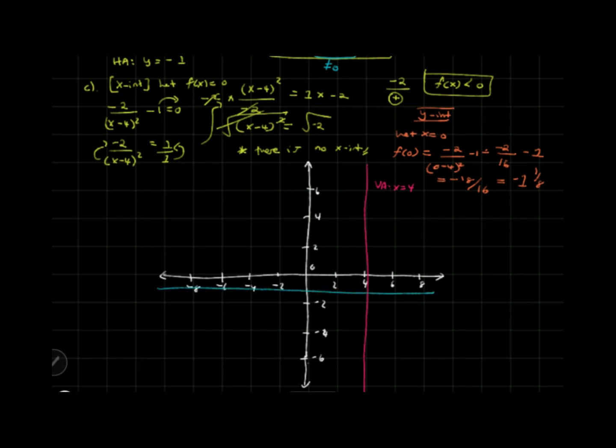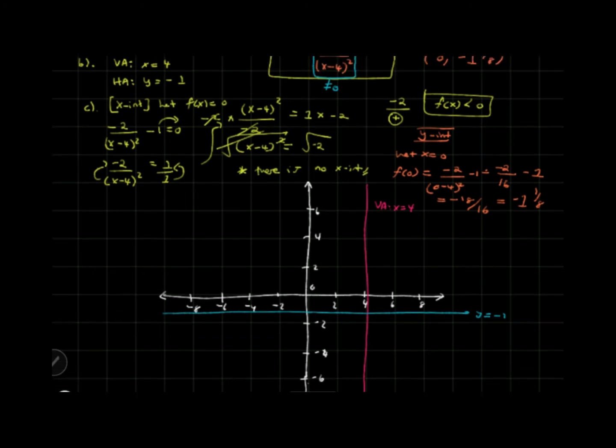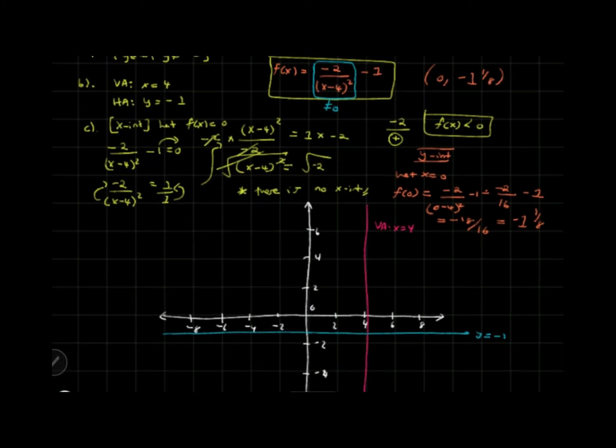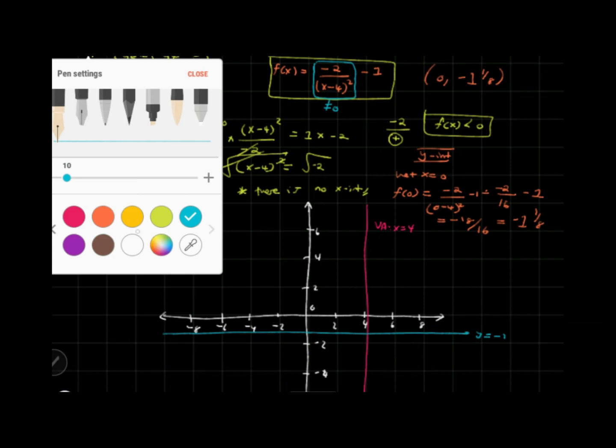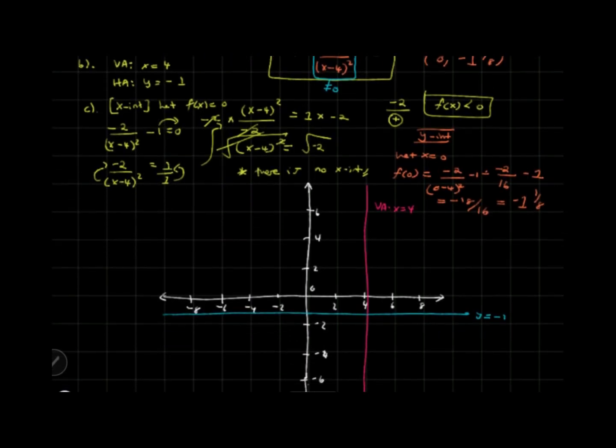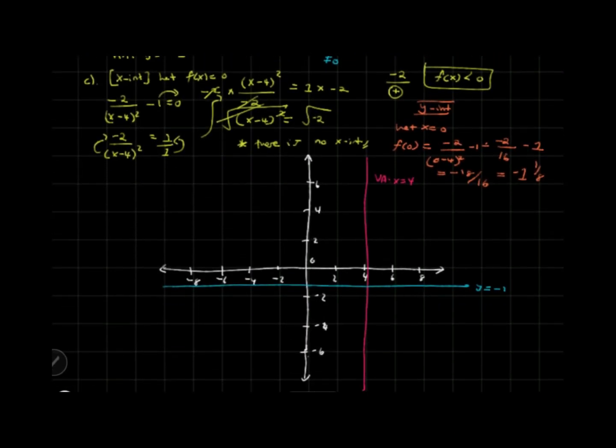You kind of want to use a ruler for this. I should be using a ruler, but I'm just showing you guys as quickly as possible the procedure so you can learn it. In this case, we want to plot the intercepts. There's only the y-intercept, so if I plot it, we have negative 1 and 1 over 8. So it's slightly below.